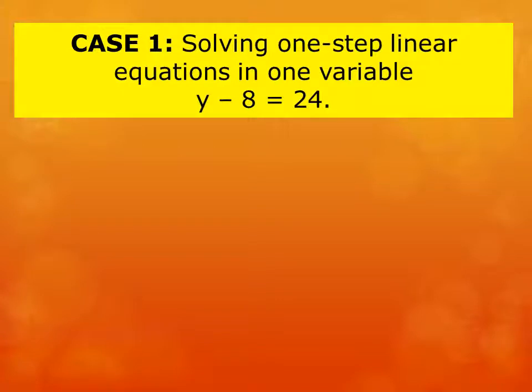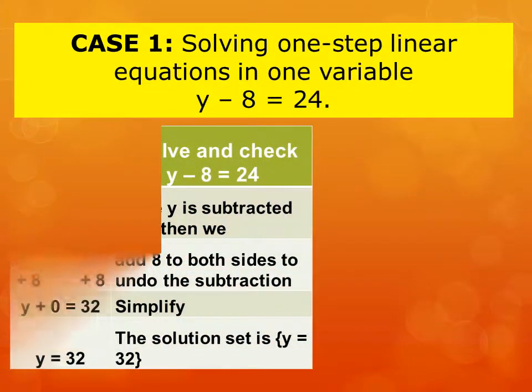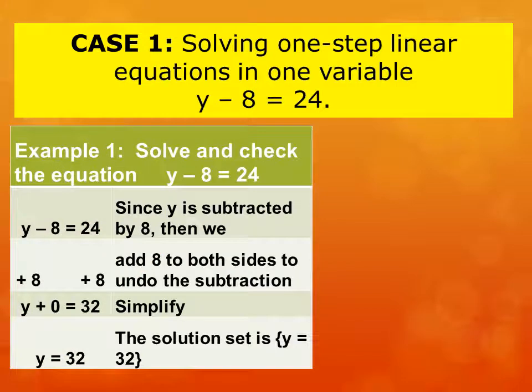Let's have case 1. Solving one-step linear equations in one variable. If we have the equation y − 8 = 24, what is the value of y? We solve and check the equation y − 8 = 24. Since y is subtracted by 8, then we add 8 to both sides to undo the subtraction. So we have y − 8 + 8 = 24 + 8.